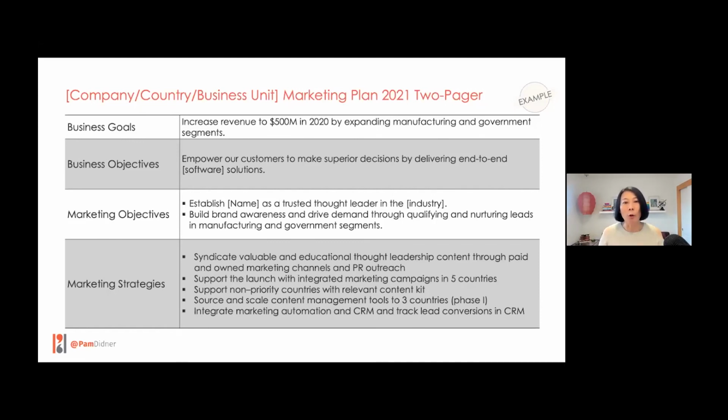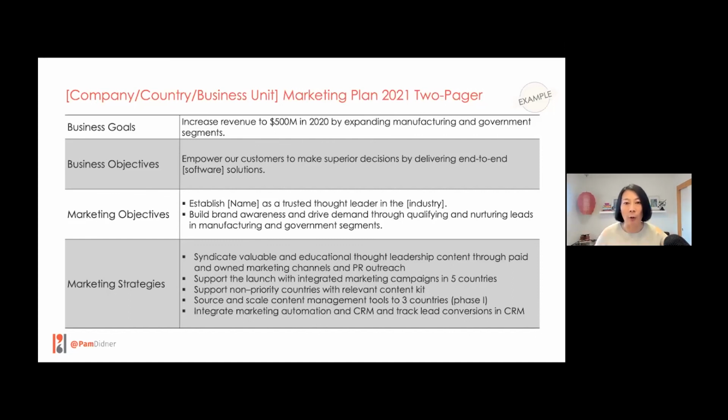They also want to support and launch campaigns in 5 different countries for their new product. They want to create relevant content for the countries that are not on the priority list. So there are priority countries they want to go after, and for the non-priority countries they are going to provide a relevant content kit. They want to scale the content management tools into 3 different countries. They also want to make sure they integrate the marketing automation and CRM tools together, right?